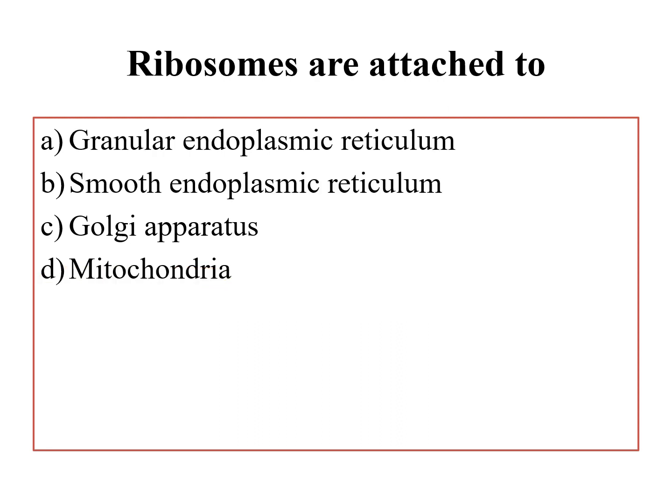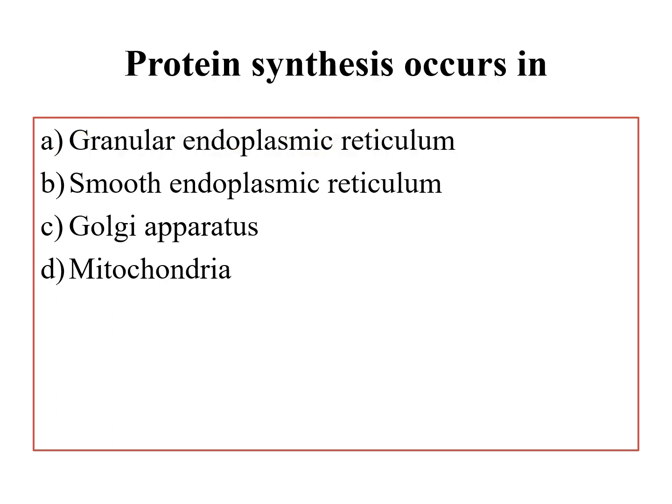Ribosomes are attached to, so you know the answer, ribosomes are attached to granular endoplasmic reticulum. So there are two different types of endoplasmic reticulum, smooth and rough endoplasmic reticulum. Smooth endoplasmic reticulum is also called agranular endoplasmic reticulum. Rough endoplasmic reticulum is also called granular endoplasmic reticulum. So granular endoplasmic reticulum has ribosomes on its surface. So this is the answer.